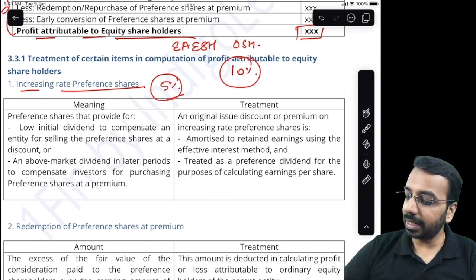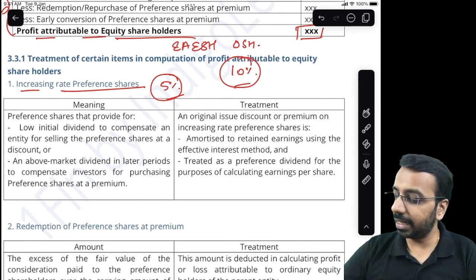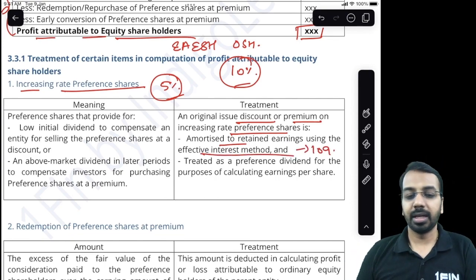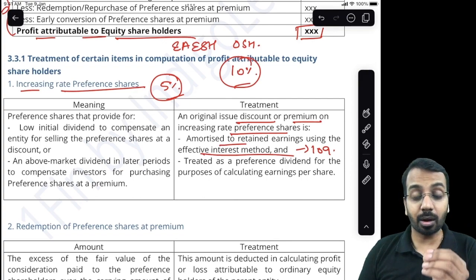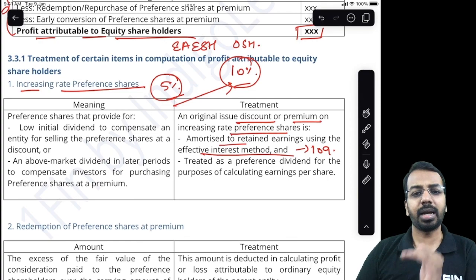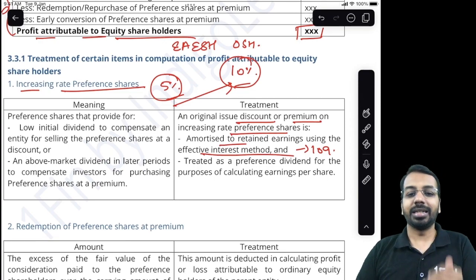Now for an increasing rate dividend, what we do is, if there is any issue discount or premium on such shares, that is amortized using the effective interest method as per Ind AS 109. So whatever is the discount or premium on these types of increasing rate preference shares. For example, I tell the shareholders, I will give you a low rate dividend initially.